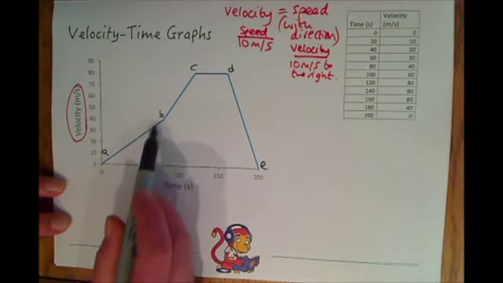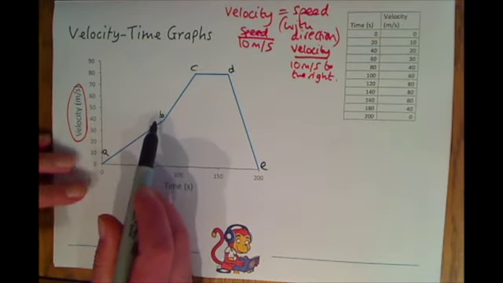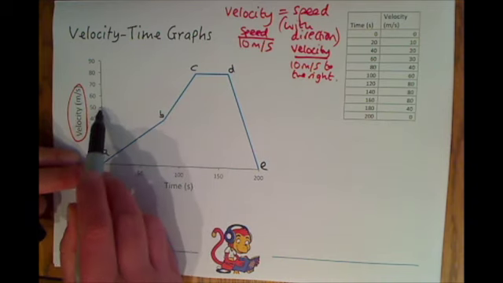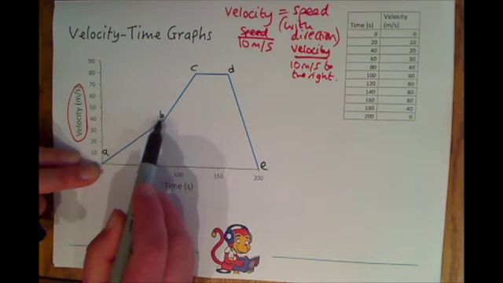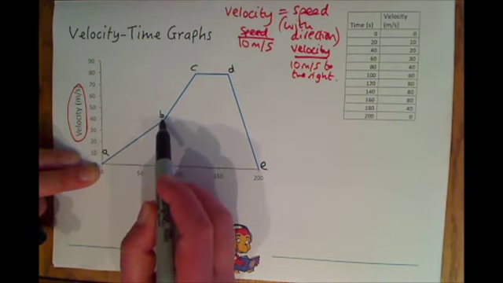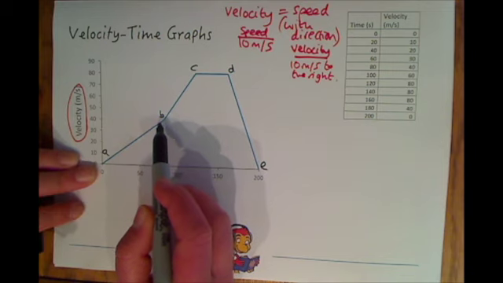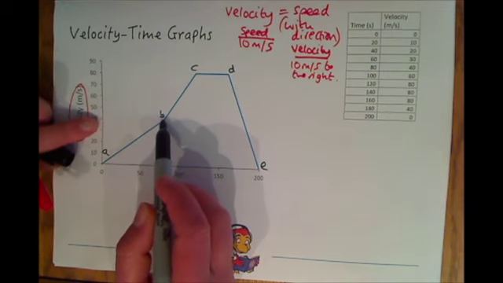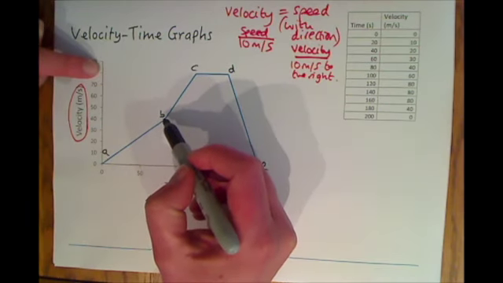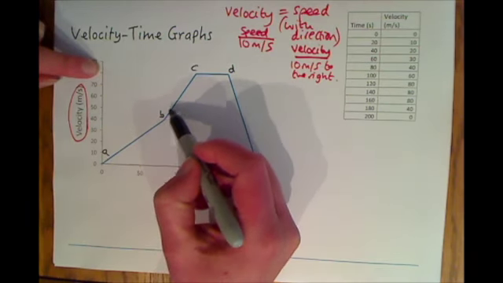If you have a look between A and B, if we're describing the motion of the object, well, it's going from 0 meters per second to 40 meters per second over time, so it must be speeding up or accelerating. It then goes from 40 meters per second to 80 meters per second, so again it must be speeding up and accelerating.